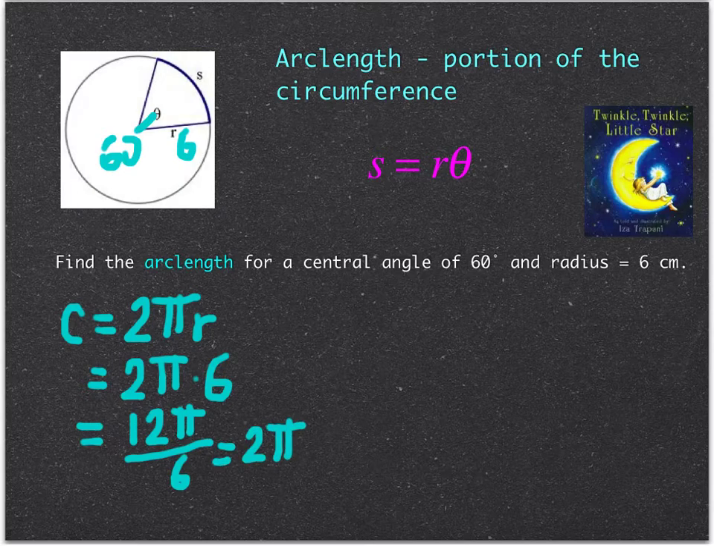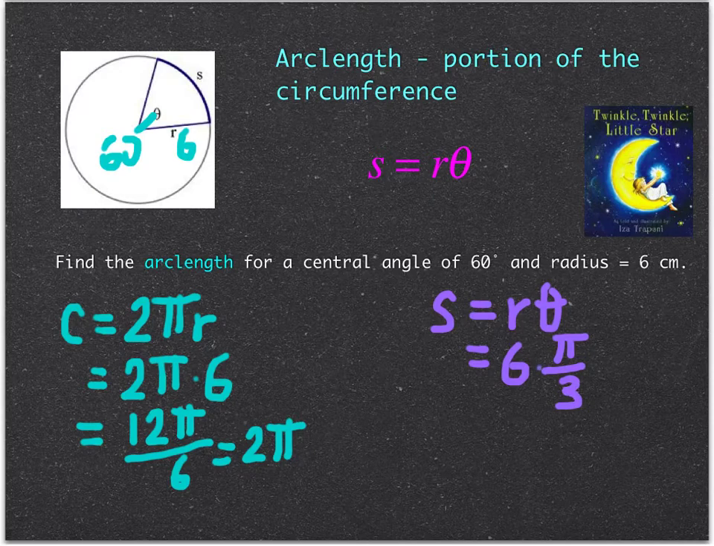Now, just to contrast that, let's actually look at the formula, which is this S equals r theta. I'm going to use that. So r is 6, of course. Now theta, watch out for that because it has to be in radians. So I can't use just 60 degrees. And if you look at your circle chart, you see that 60 degrees is pi over 3 radians.